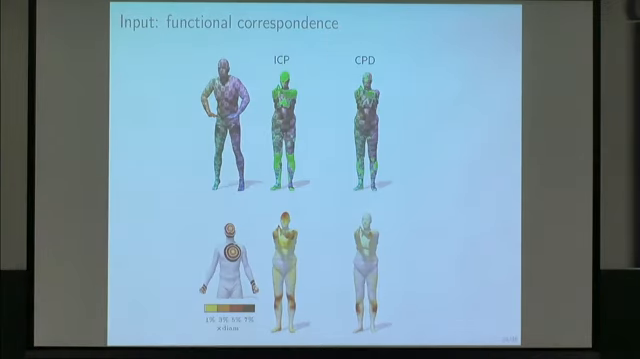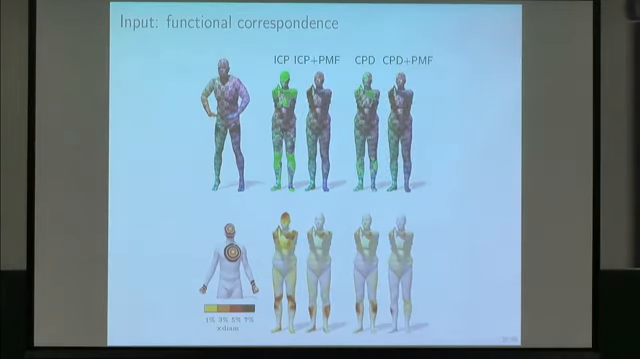Another example. Here the input is now a functional correspondence. This is the result of what I'm getting with an ICP algorithm, rigid alignment in the embedding space, and CPD, non-rigid alignment, coherent point drift. Both solutions are non-surjective. This is what happens when we apply this product manifold filter, I think one iteration of the product manifold filter on these inputs. So the result is surjective and the error is much better.